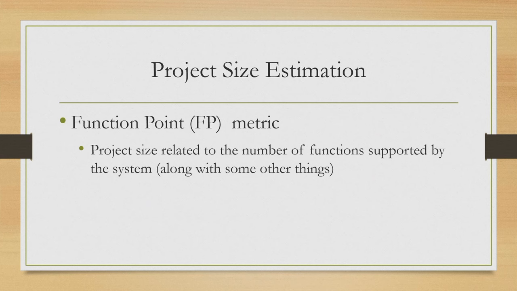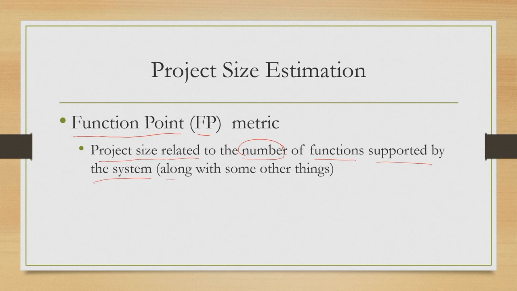Another metric for estimation of project size is function point or FP. It tells that project size is related to the number of functions which is supported by the system. So essentially what it tells is that the software is nothing but a collection of functions. So the total number of functions that is going to be part of the software can be used to estimate the project size, and we call this function point metric.